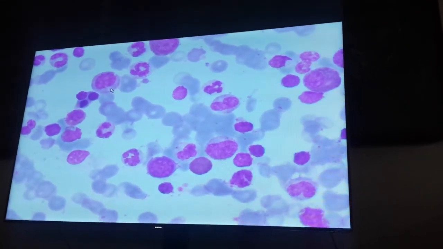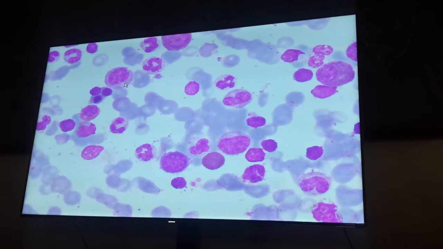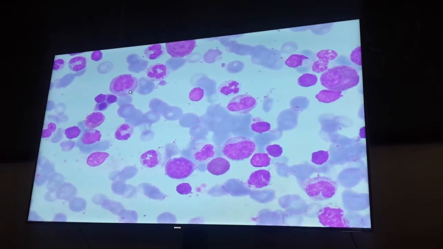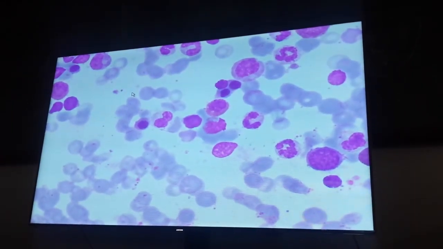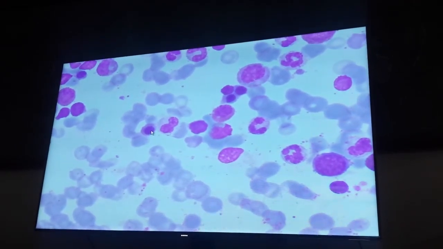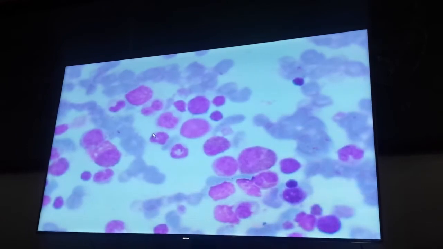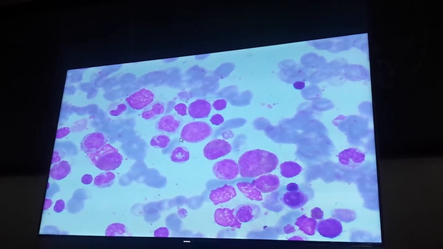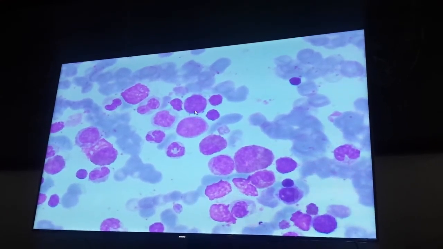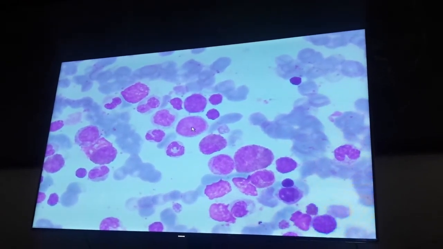How about that cell? Promyelocyte. Look at the color of the cytoplasm. Myelocyte. How about that cell with a pyknotic nucleus? Orthochromatophilic erythroblast. Okay, which is the pronormoblast? One above or below? Above. How do you call the cell below? Myeloblast.